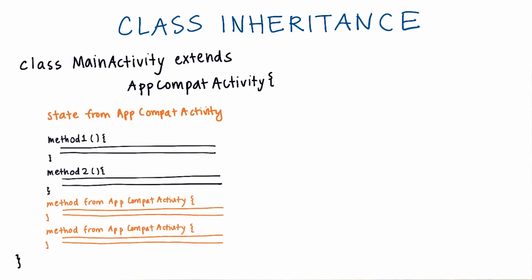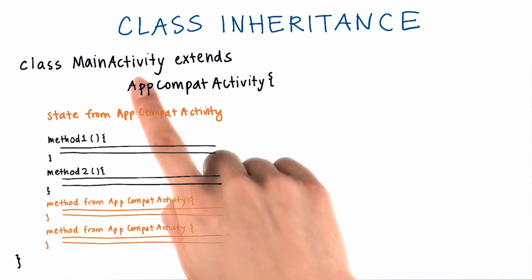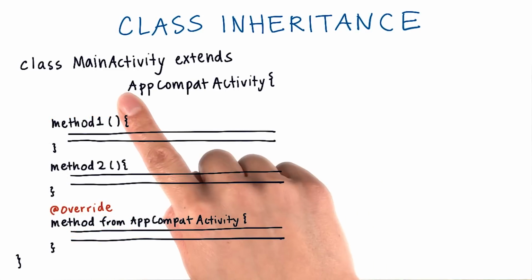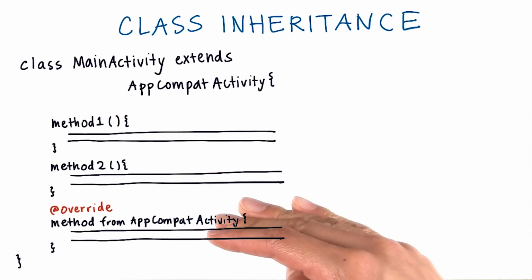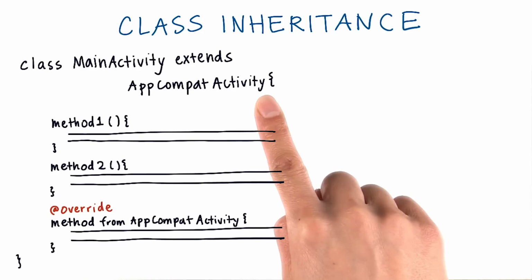The main activity is shown as a screen on the device, but we didn't write the code for that in the main activity. We inherited that as well. We don't have the state and the methods from AppCompat activity directly in the class, but now we know that they're there and we can refer to them.